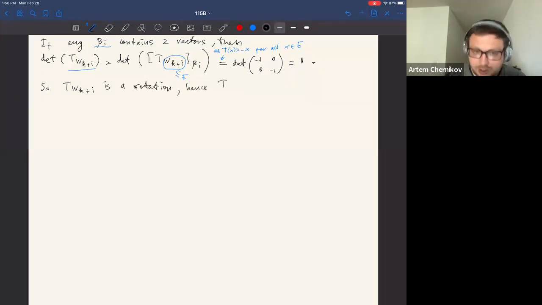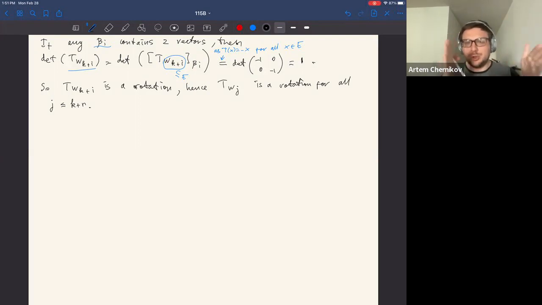Hence, we get that T restricted to W_j is a rotation for all j less than or equal to k plus r, right? Because again, we chose this beta i so that all but the last one have two vectors. We know that the first k are rotations by the choice of the W_i for i smaller than k. And among the new ones, we have shown that all but the last one contain two vectors, and so all but the last one are guaranteed to be rotations.